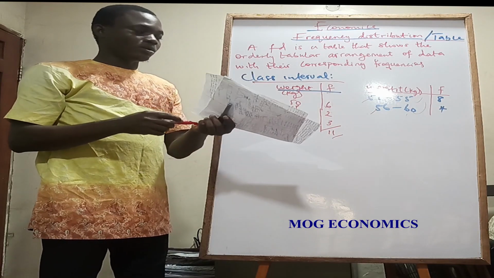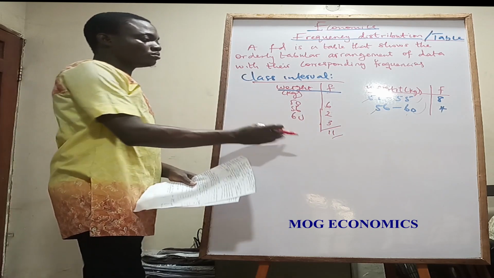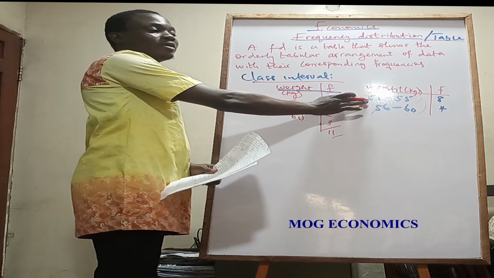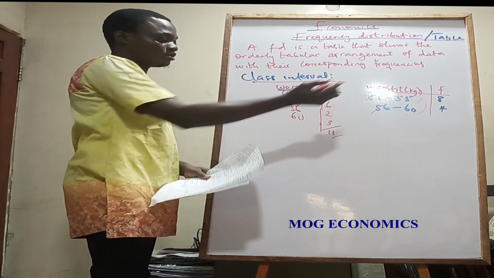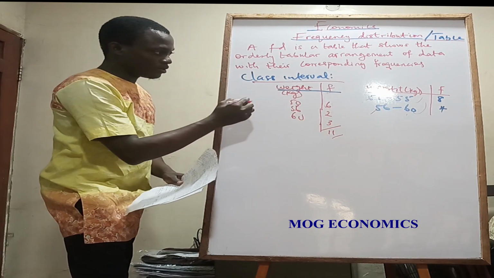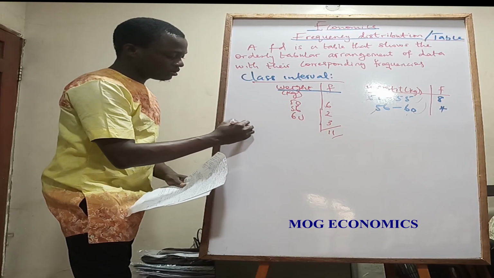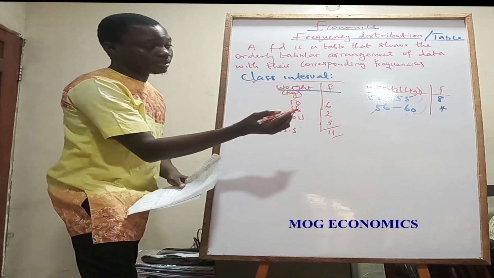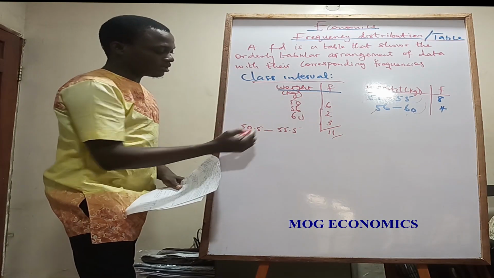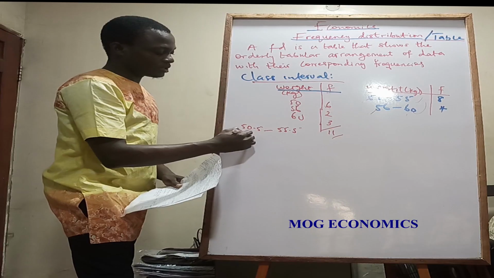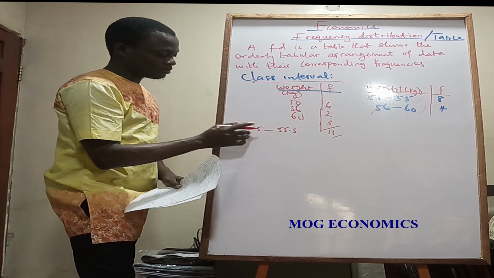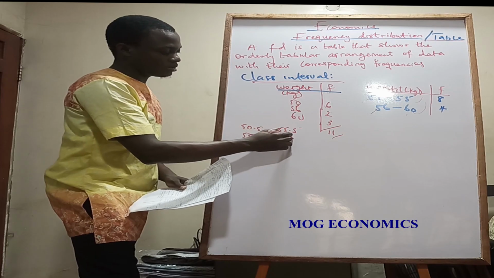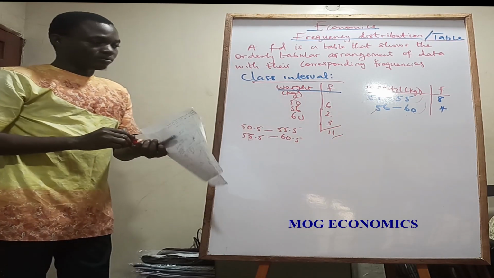To get your class boundary, you don't do class boundary for ungrouped data. So remove 0.5 from the lower limit and add 0.5 to the upper limit. The first class boundary is going to be 50.5 to 55.5, and then the second class boundary is going to be 55.5 to 60.5. All right, and that's all.